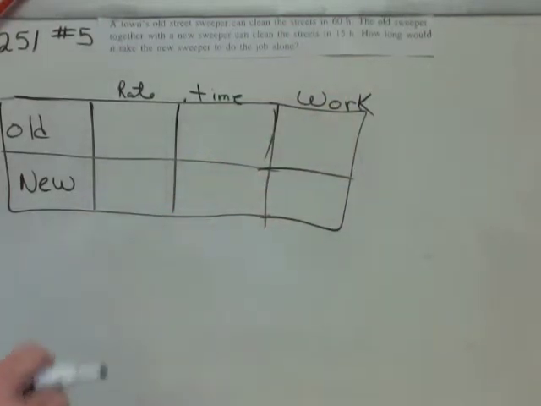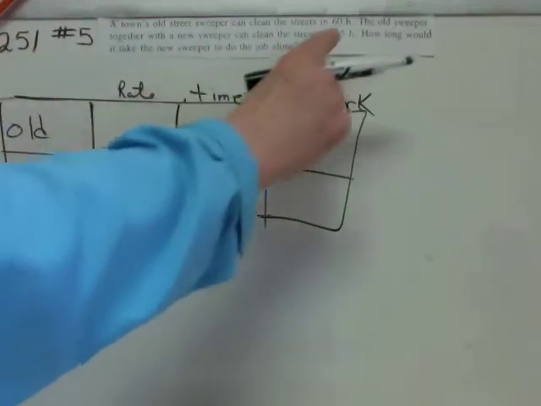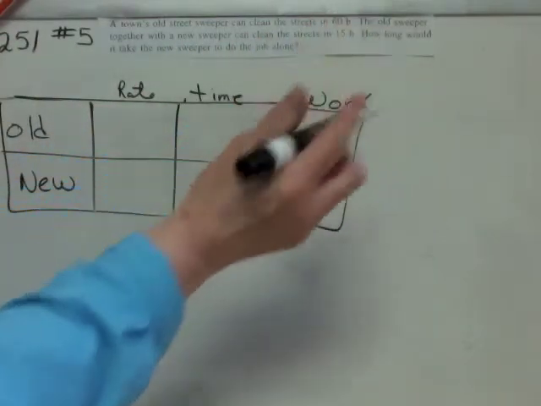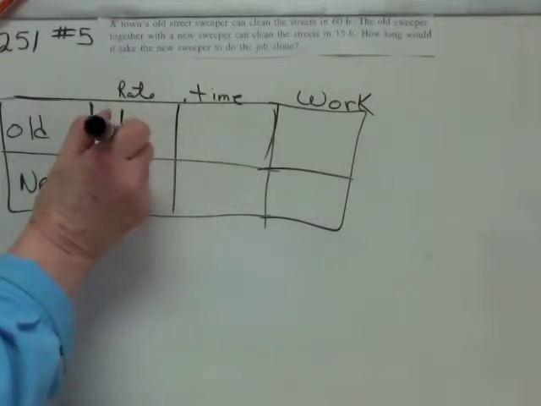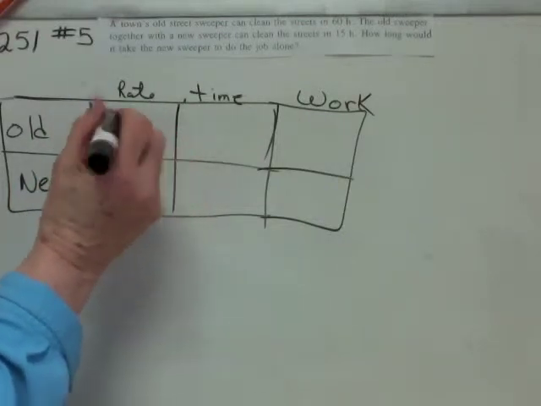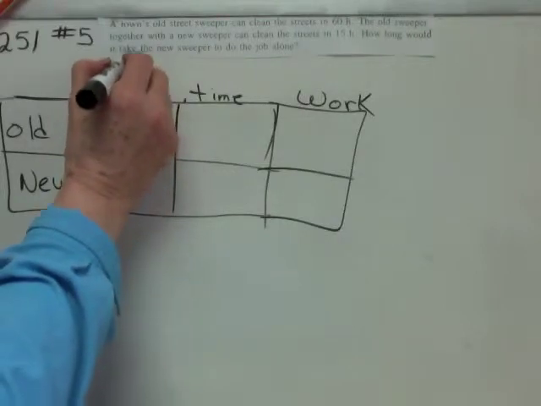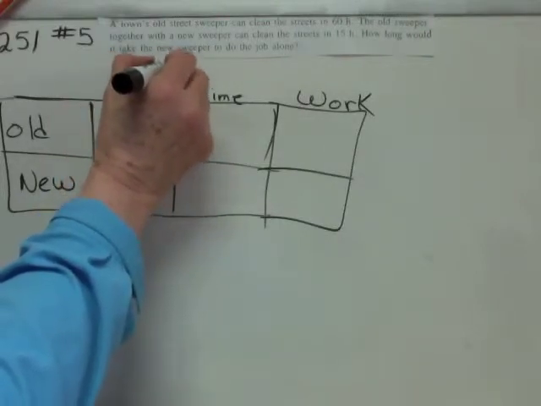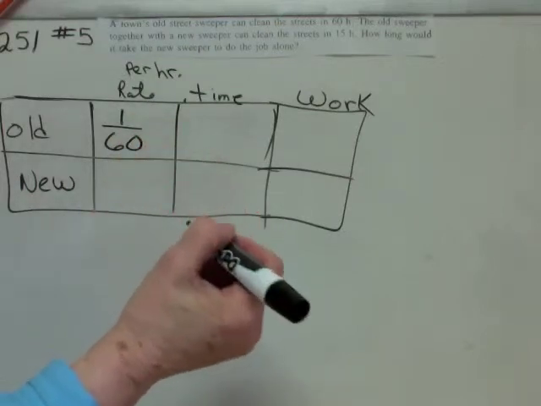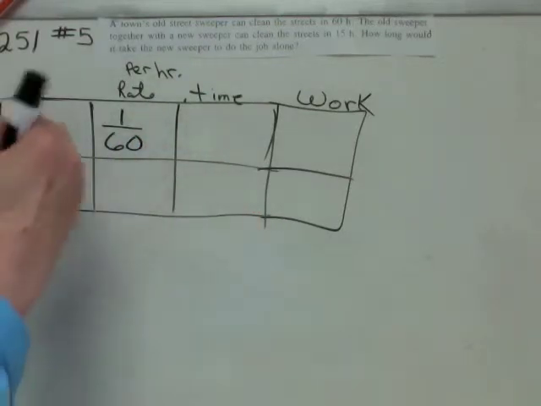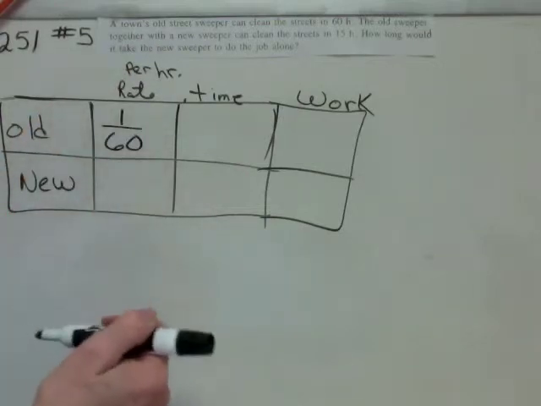So when you're doing problems like this, the old sweeper, they said it takes 60 hours, so its rate is based on a fraction based on the time to do the work. Since the total time is 60 hours, its rate is 1/60th of the job in 1 hour. In this case we're going to go per hour, but it could be per day or per week or some other units. You want to make sure that the whole problem is doing the rate the same way.